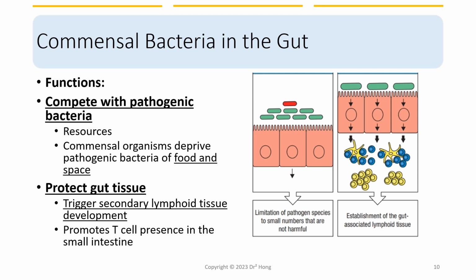Commensal bacteria colonize the gut and occupy the spaces and compete for resources with disease-causing pathogens. Their constant presence also triggers T-cell presence and development in the secondary lymphoid tissues present in the small intestine.